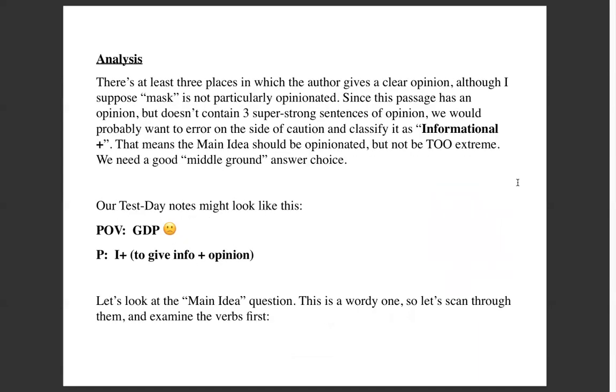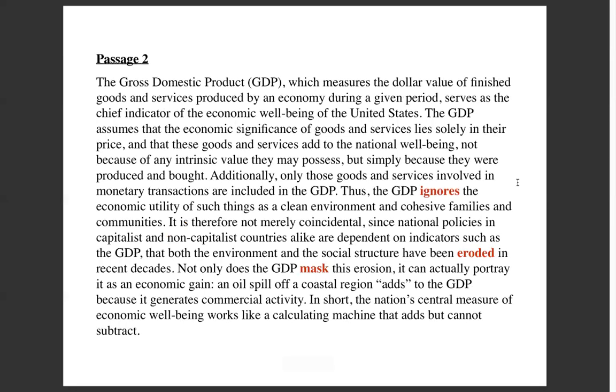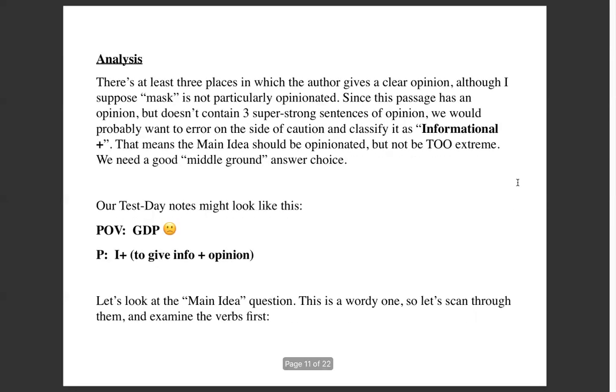So I hope you said it was informational plus. This is basically your classic informational plus passage. A whole bunch of information. The author does have an opinion, right? He objects to the GDP. He says it masks something and it ignores something. So those are not positive verbs, but it's not as extreme as the last one.